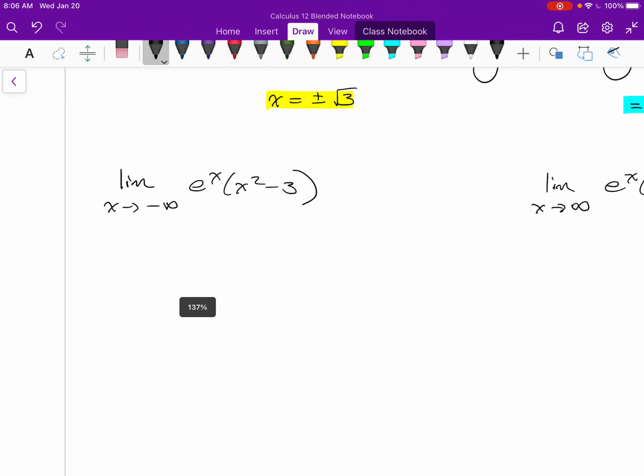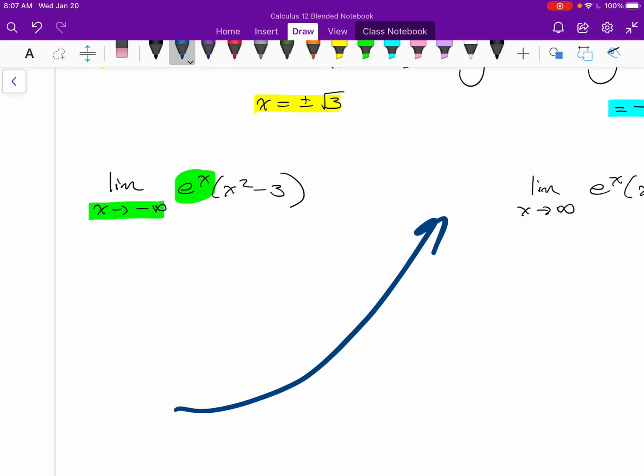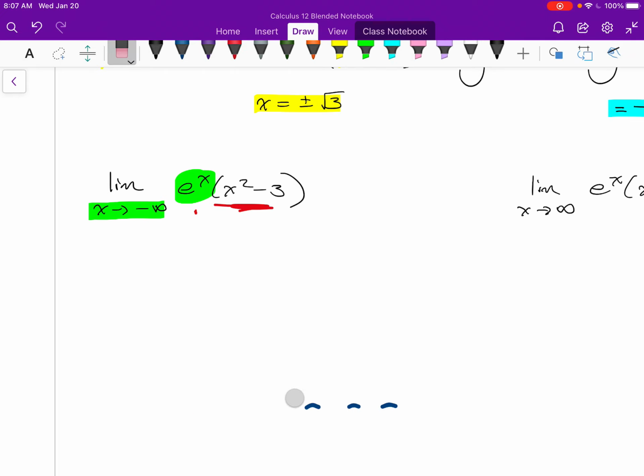But as x approaches negative infinity, I know that e to the power of x is going to approach 0. That's just knowing what e to the power of x looks like. E to the power of x looks like this. As we go farther and farther this way, I get infinitely close to that asymptote, which means I'm getting infinitely close to 0. So it's something getting infinitely close to 0 times a large number. But again, this gets infinitely close to 0, so I can just see by inspection, this must equal 0.